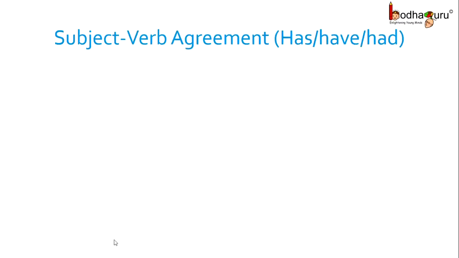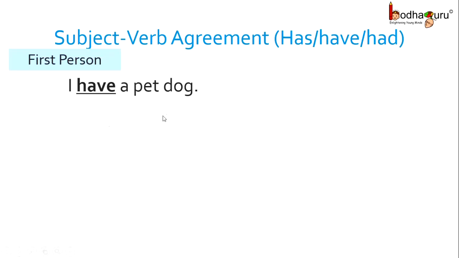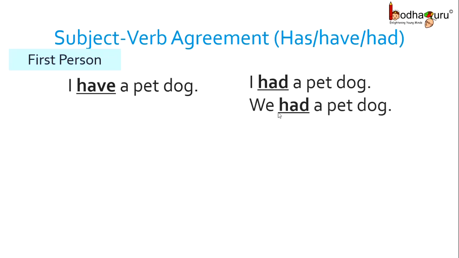Now, when to use has, have or had, let us see. I have a pet dog. So have is used with I in present tense. I had a pet dog. Had is used with I in past tense. We had a pet dog. So had is also used with we in past tense.